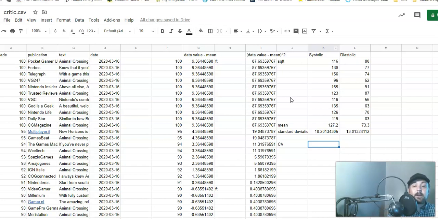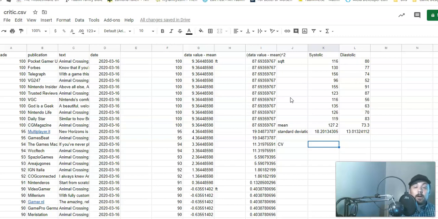So the mean for systolic was 127.2, the standard deviation was 18.2. The diastolic mean was 73.3, standard deviation of 13. Now, even though 13 is smaller than 18, that doesn't mean it had less variation in the data, because these numbers were just smaller to begin with. And so relatively speaking, 13 may actually be quite a large variation here and make that data set have actually more variation amongst its values than the systolic numbers, even though the standard deviation is a slightly bigger number.